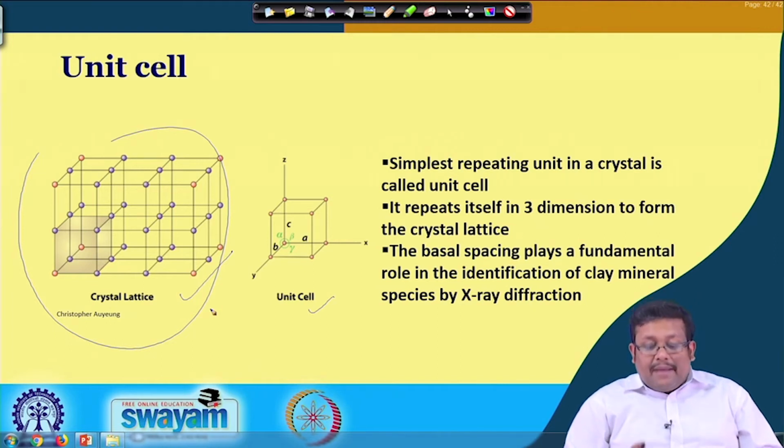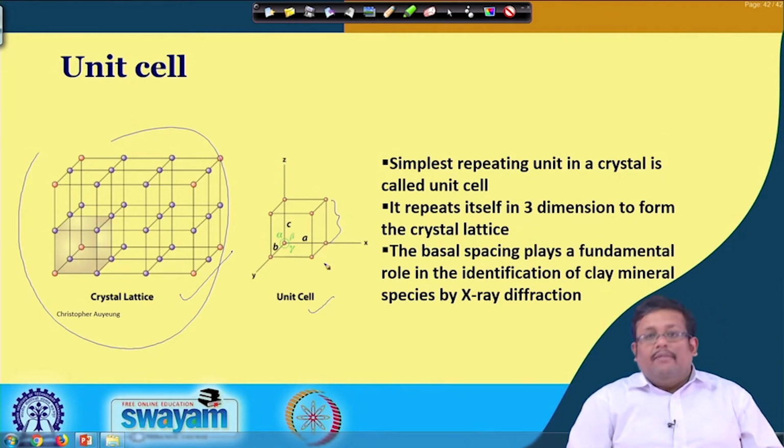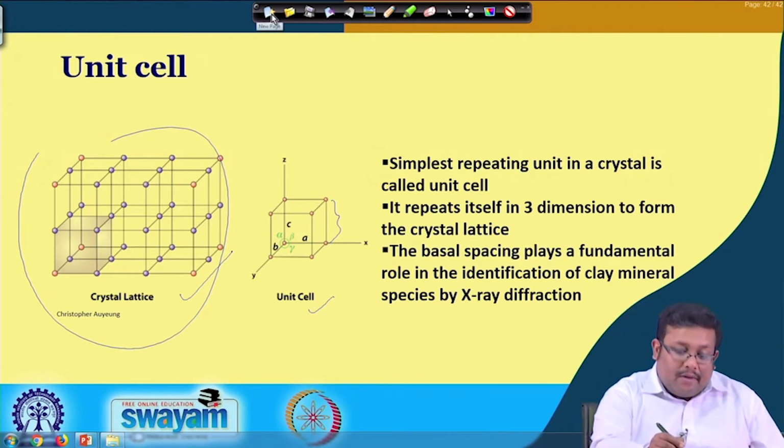And remember that the basal spacing plays a fundamental role in the identification of clay mineral specimen by X-ray diffraction. What is the basal spacing? The basal spacing is the spacing between two successive similar planes of atoms, and we will discuss that later on. So, this basal spacing is a very characteristic feature for an individual clay mineral, and based on this basal spacing we can differentiate one clay mineral from another clay mineral. We will discuss that later on.